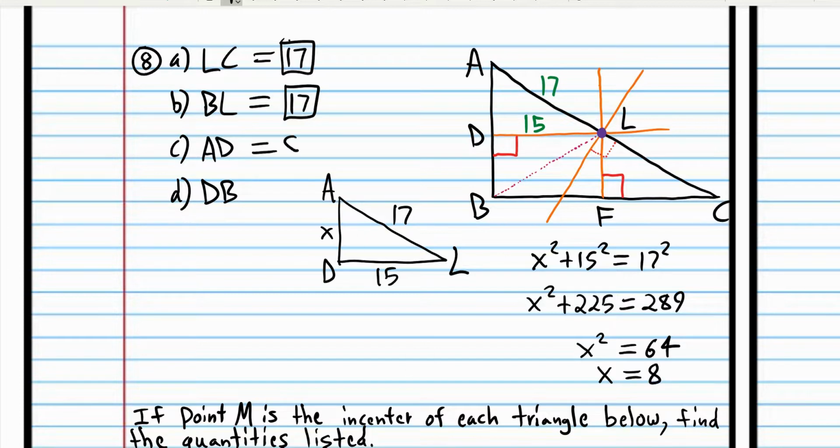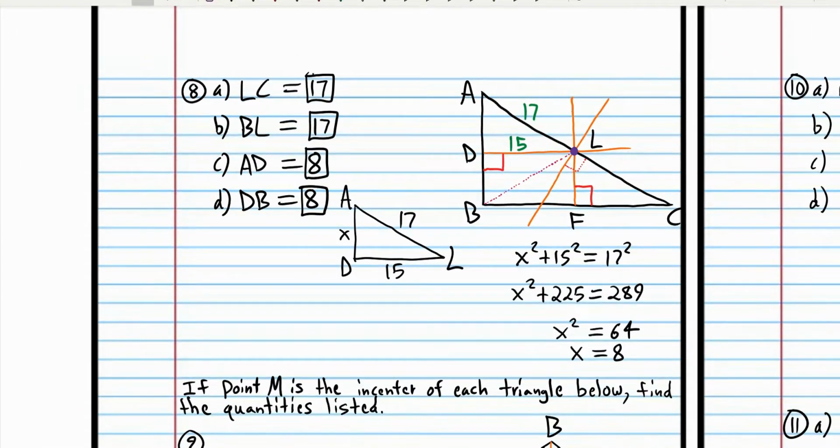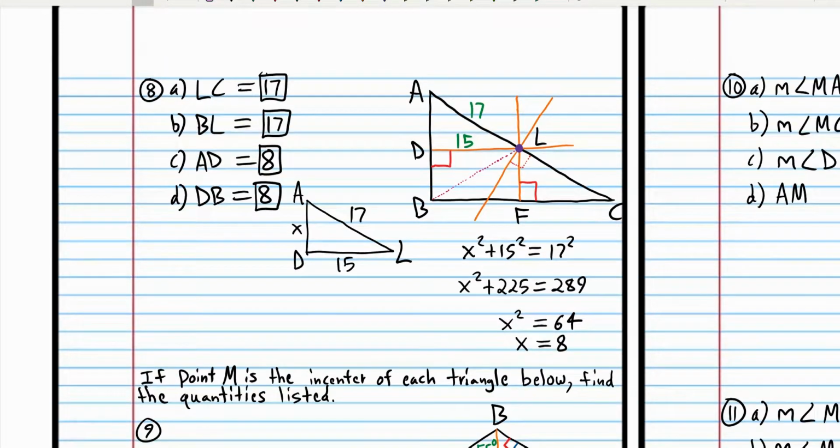So AD is equal to 8. Now DB, if AD is equal to 8, that means DB must be equal to 8 also, because again, this is a perpendicular bisector. So DB is also equal to 8. So if you got those answers, good job. Again, that was a strange one because the circumcenter actually landed right on one of the sides of the triangle.